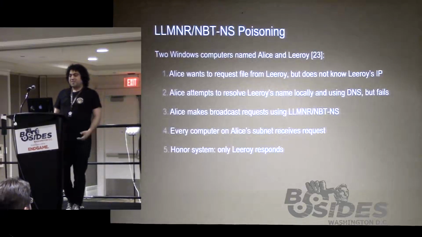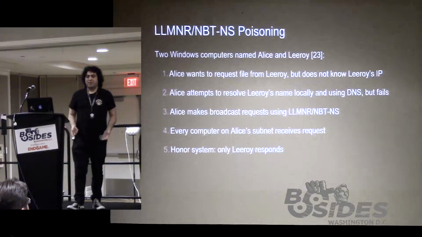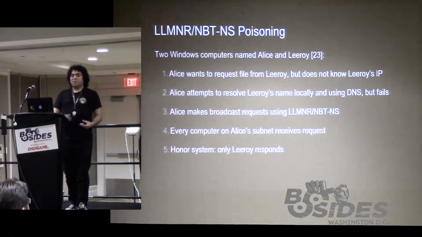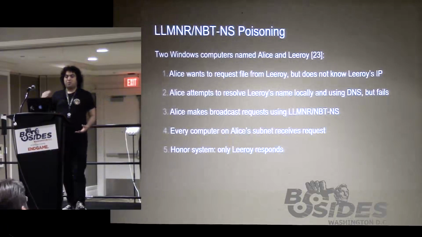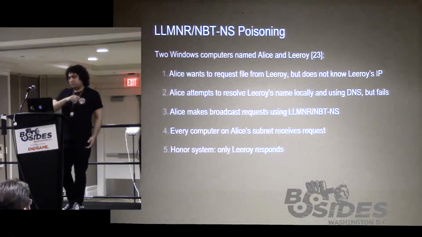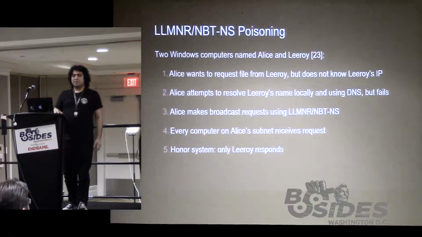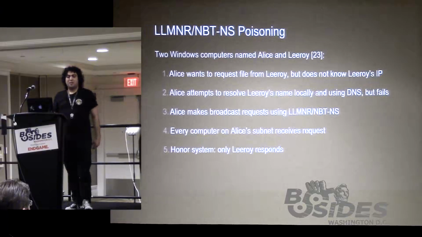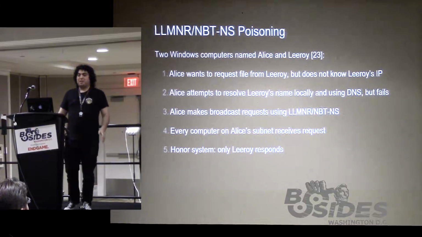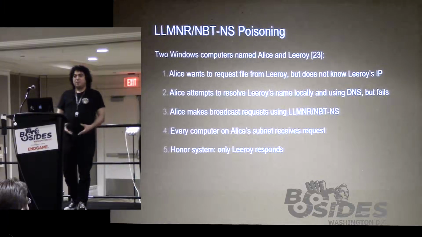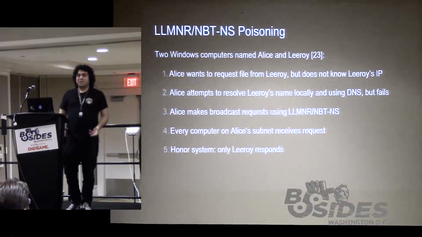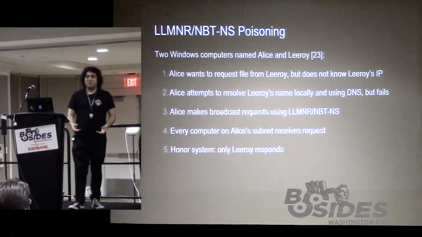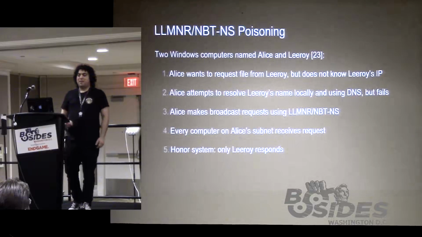Think of two computers named Alice and Leroy, where Leroy's a file server, and Alice wants to request a file from Leroy, but Alice does not know Leroy's IP. Alice will first attempt to work through those first NetBIOS name resolution steps that we talked about before. But suppose that fails. At this point, Alice is going to make a broadcast request to the entire subnet using LLMNR and NBT-NS, and every computer on Alice's subnet is going to receive this request. What happens next really depends on the honor system. The idea is that only Leroy will respond to this broadcast request and provide Alice with an IP.